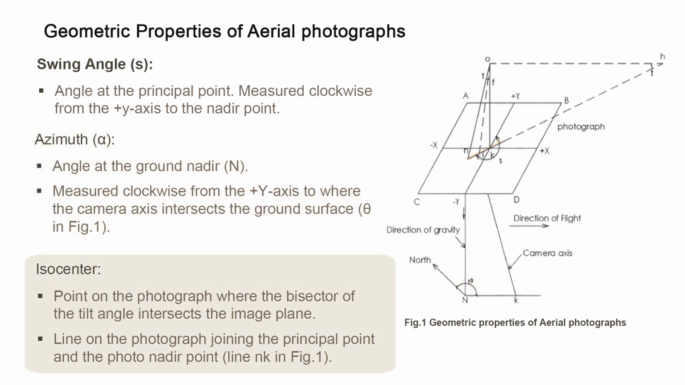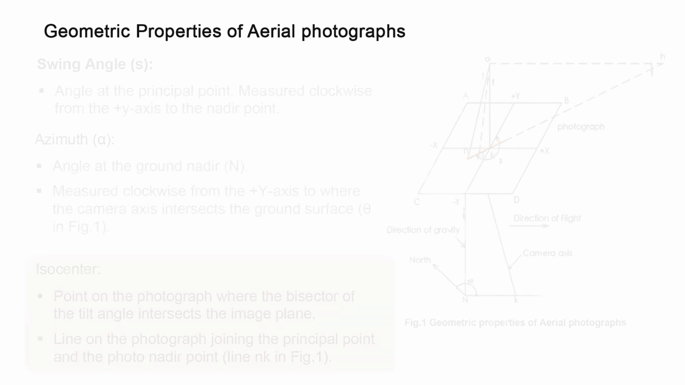Isocenter. The isocenter is a point on the photograph where the bisector of the angle of tilt intersects the photograph. Thus, in the figure, small oi is the bisector and small I is the isocenter. The isocenter lies at a distance of f tan t by 2 from the principal point. Kindly look closely at the figure on the screen.